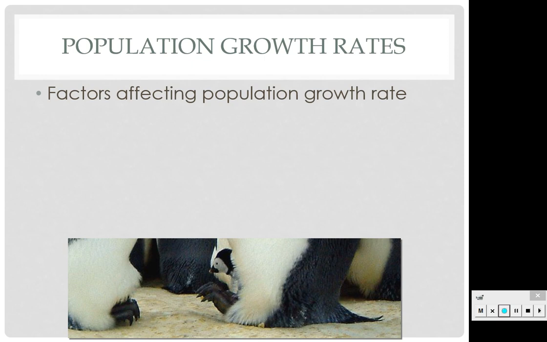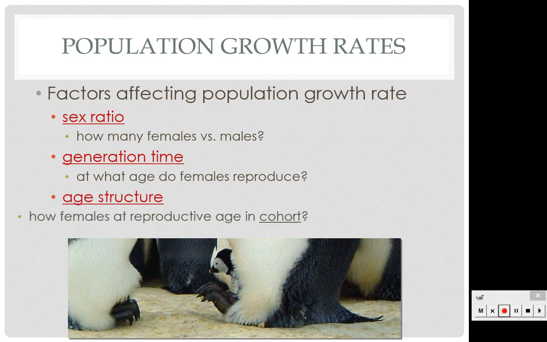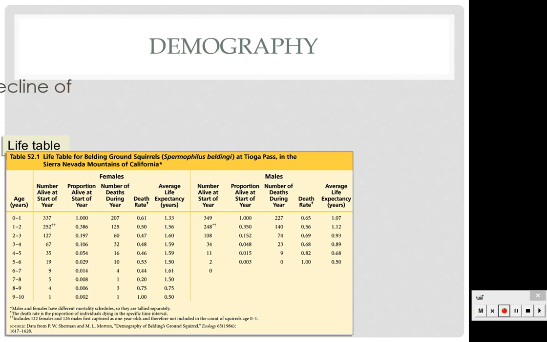Okay, so what other factors can affect population growth? The sex ratio, the number of males to females. Generation time: how long does it take the female to be able to reproduce? Age structure: how many females at reproductive age are in a cohort?